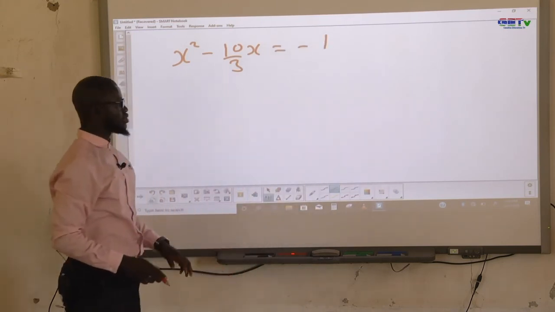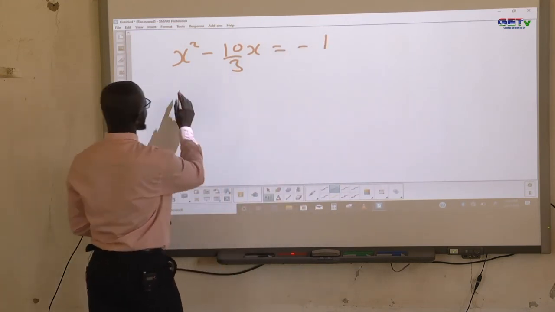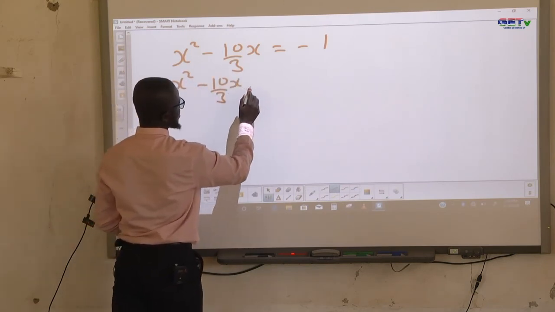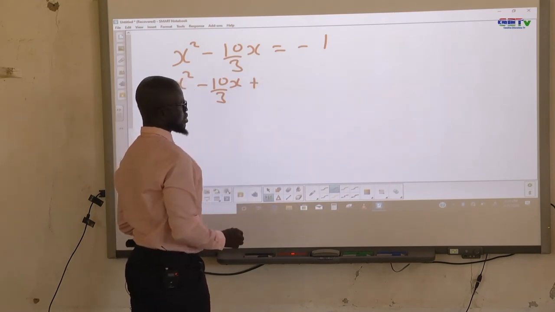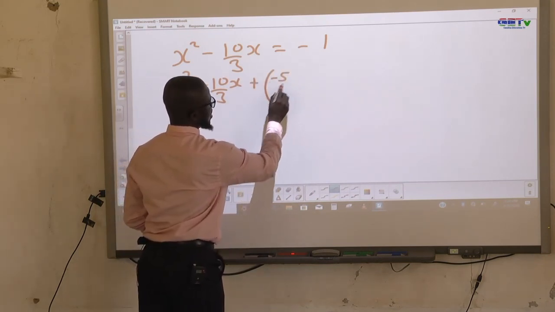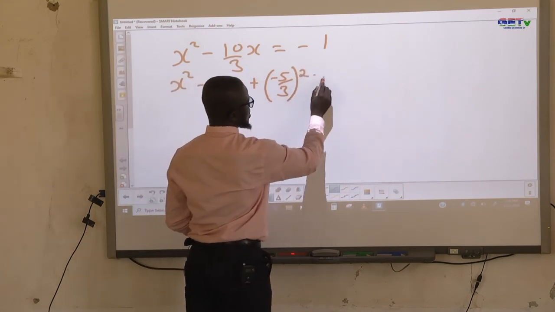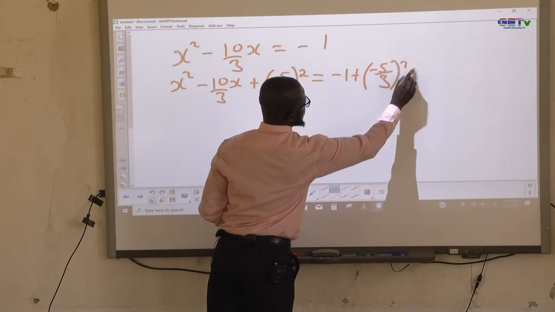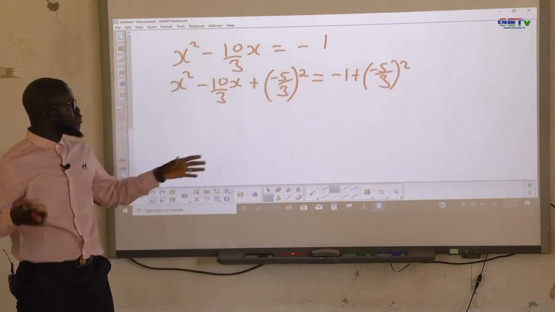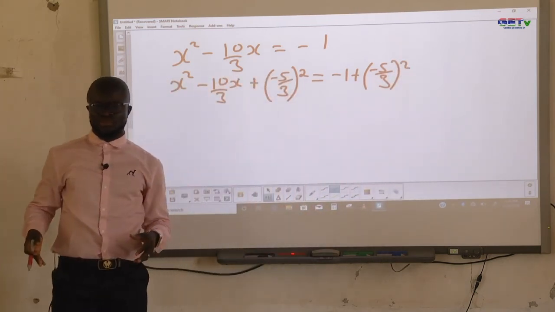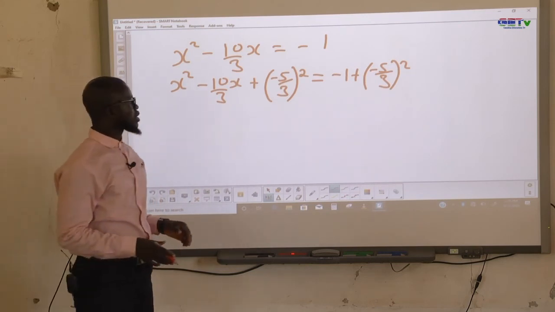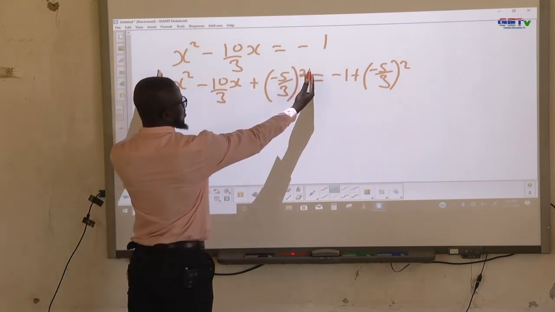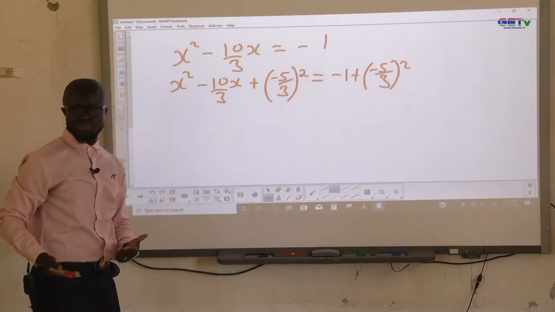This is the expression. So we are going to add x squared minus 10 over 3 x plus, in bracket, negative 5 all over 3 all squared equals to negative 1 plus, in bracket, negative 5 all over 3 all squared. So you can see that we are able to add it to both sides of the expression. So the equation now can be further simplified by factorization. We have done a lot of factorizations in our previous lessons.